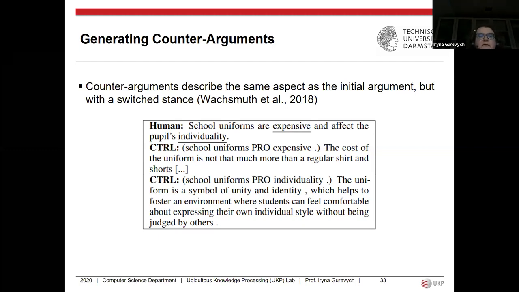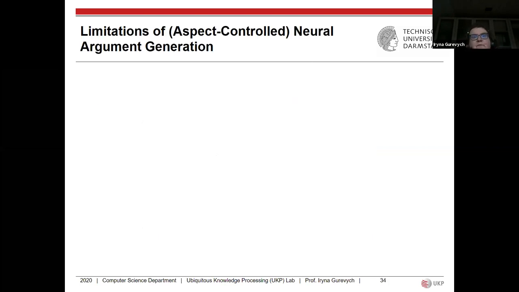The cost of the uniform is not that much more than a regular shirt and shorts. And the second one, the uniform is a symbol of unity and identity, which helps to foster an environment where students can feel comfortable about expressing their own individual style. So as you can see, the arguments look quite human. The model, nevertheless, has some limitations.